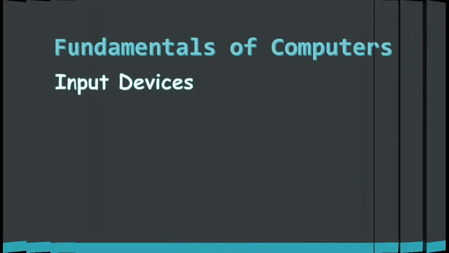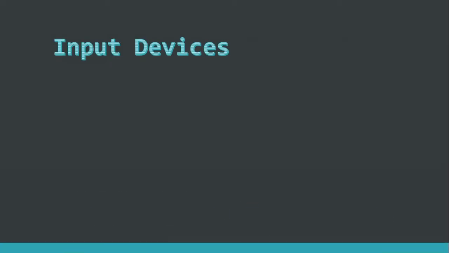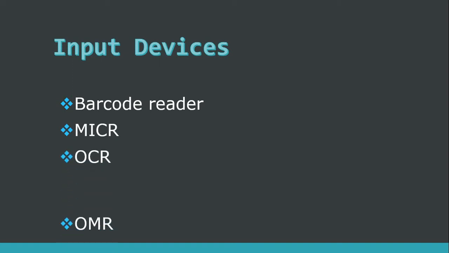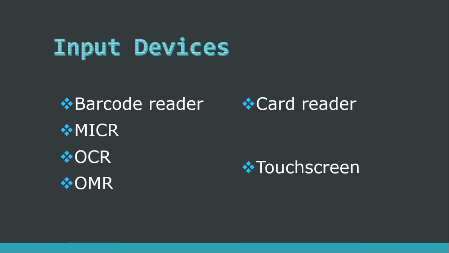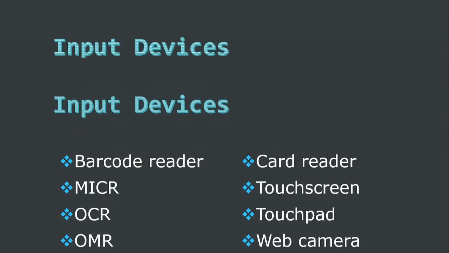First, input devices. The devices through which we enter the data and instructions are called the input devices. There are many input devices. They are barcode reader, MICR, OCR, OMR, card reader, touch screen, touchpad, web camera, mouse, keyboard, microphone, scanner, trackball, and many more input devices are available. Here we are going to discuss some input devices.